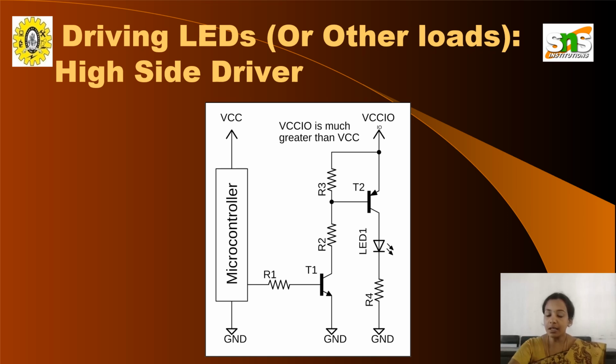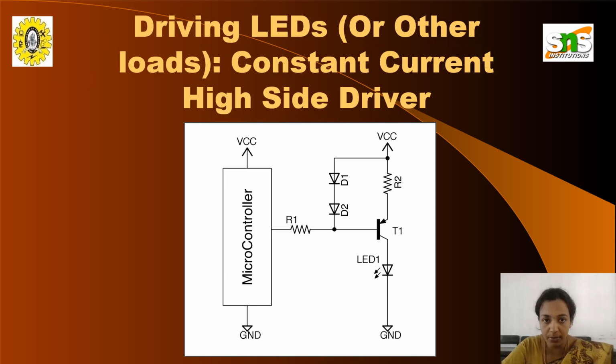T2 is connected with LED1. In the previous circuits we had only one transistor, and that one transistor was connected with the LED. But here we have two transistors, and the transistor T2 is connected with the LED, which is nothing but the output device. The LED is connected with the resistor R4 and then it is grounded.